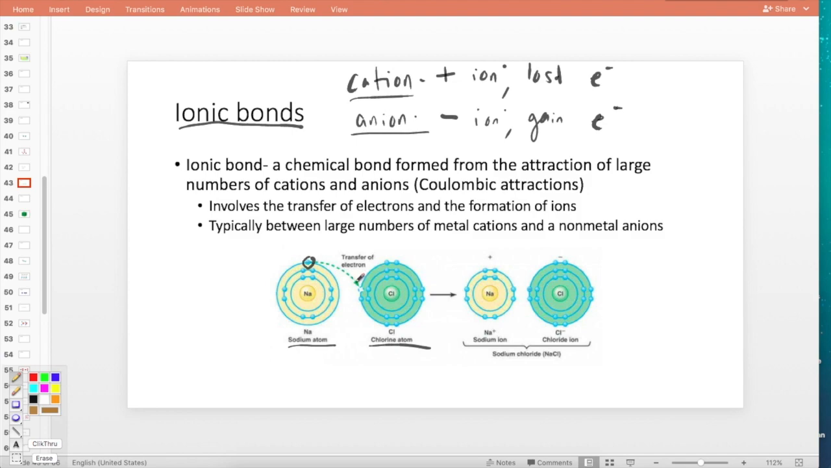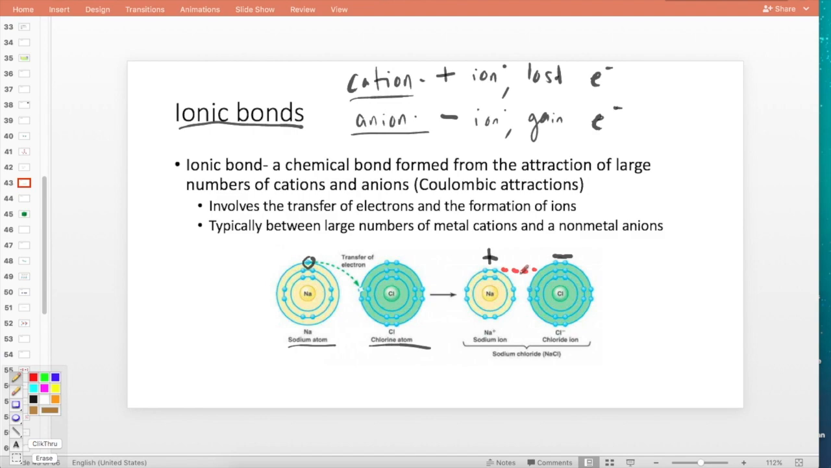But what have they formed? Well, you know that when sodium loses its one valence electron, it is now positively charged. It is a cation. When chlorine gains that extra electron, it is now negatively charged. It's an anion. What happens when you have positively charged substances next to negatively charged substances? Yes, indeed, they will attract each other. And that attractive force is going to be quite strong. It is an ionic bond.